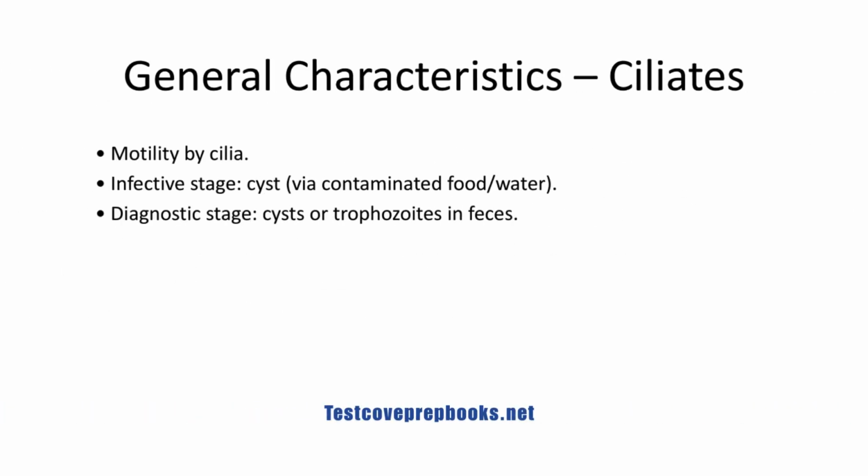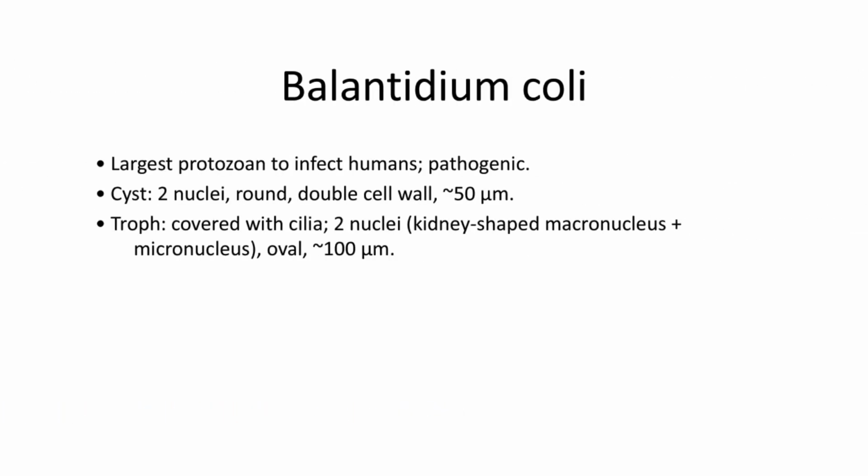Now let's briefly look at ciliates. These protozoa move by cilia. Their infective stage is the cyst, acquired by ingestion of contaminated food or water. The diagnostic stage is either cysts or trophozoites in feces. The classic ciliate is Balantidium coli, the largest protozoan known to infect humans.